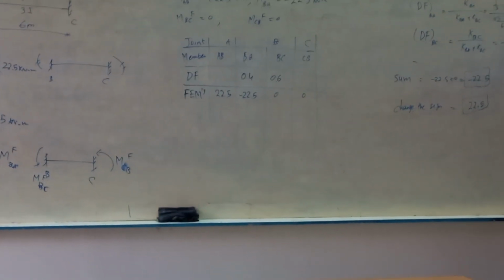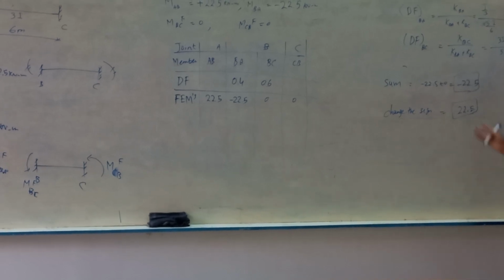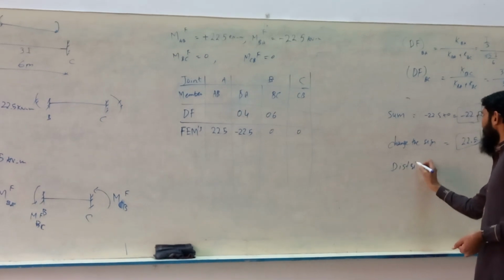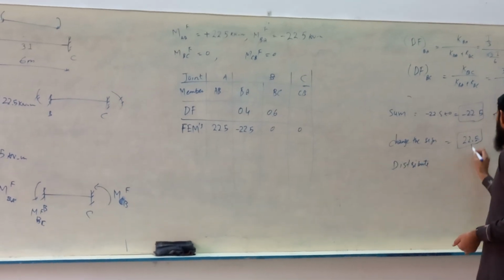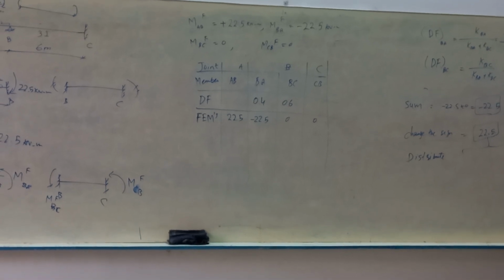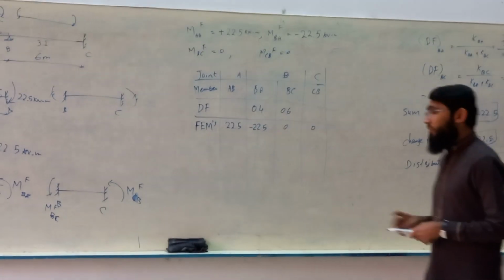Divide, change the sign, but that's something we can't do, we can't afford to do right now. Change the sign, next step, next thing. And then you distribute it. Okay? Distribute to what? BA and BC connected at their joint. Okay? So, and how will you distribute?